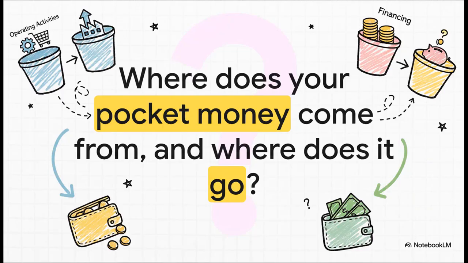Okay, before we talk about big companies, let me ask you something simple. Think about your own pocket money, right? Maybe your parents gave you 500 rupees at the start of the month. You spent 100 on a burger with your friends, another 50 on some stationery. By the end of the month, you kind of know where the money came from and where it all went. Well, that's exactly what we're talking about today, just on a much bigger scale.